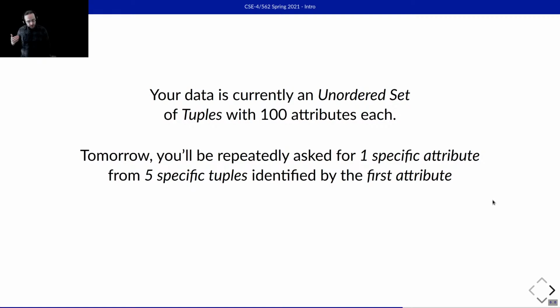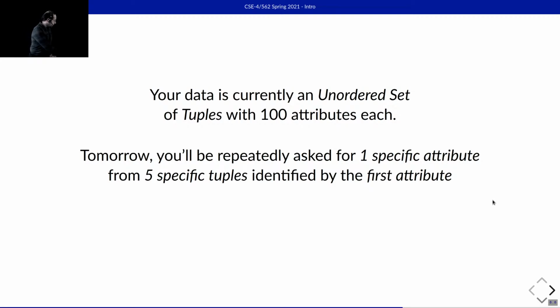And I'm going to do this not just once, but over and over and over again, thousands or even hundreds of thousands of times. I will ask you for 5 tuples identified by that first attribute, and I'm not going to even ask for the entire tuple. I'm just going to ask for one of the 99 remaining attributes. And I'm going to do this over and over and over again.